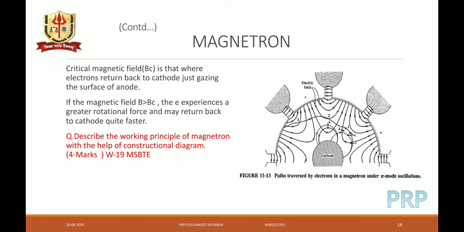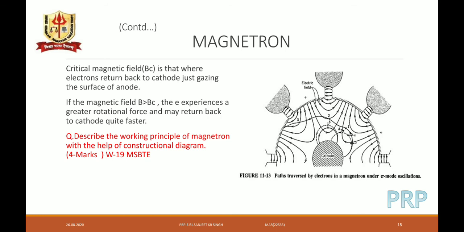And if the magnetic field applied by the permanent magnet is greater than the critical magnetic field, then the electron beam experiences a greater rotational force. It will make the electron rotate several times and may return back finally to the cathode quite faster when the magnetic field is much more than the critical field.